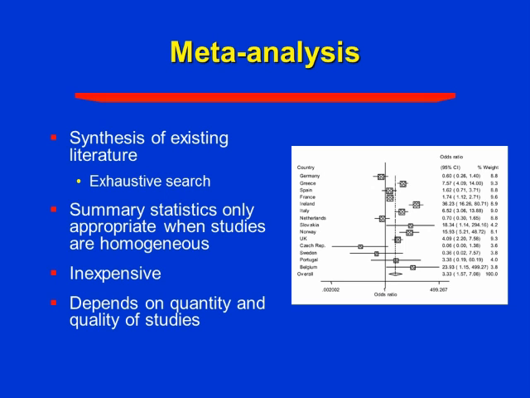The last of our analytic study designs is actually a hybrid between an epidemiologic study design and an analytic method. This is a meta-analysis, and this is essentially just a synthesis of existing literature. It requires that you conduct an exhaustive search and actually identify every single study that's ever been published. It's an extension of a systematic review because you actually reanalyze the data, taking into account every single result and combining them often into a summary statistic.